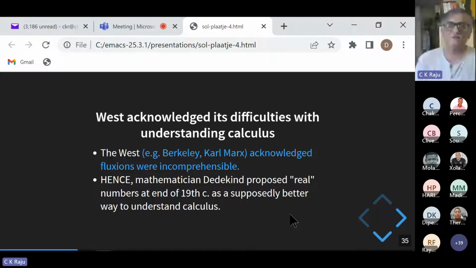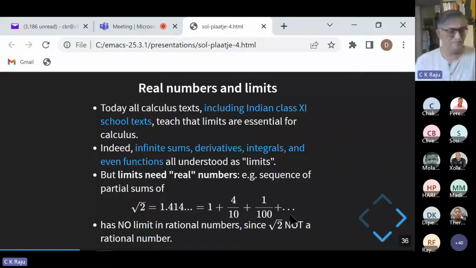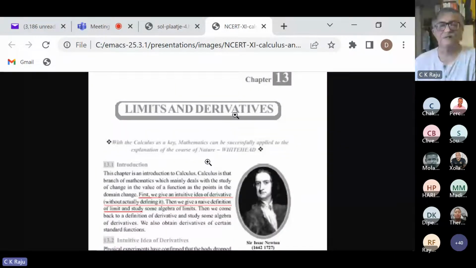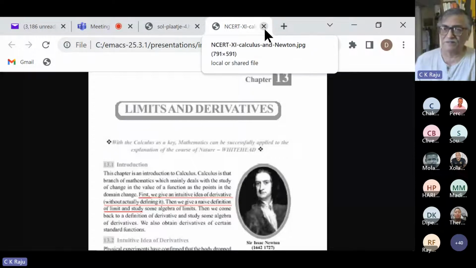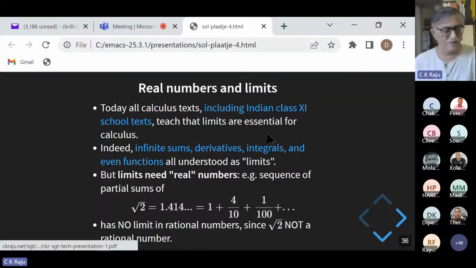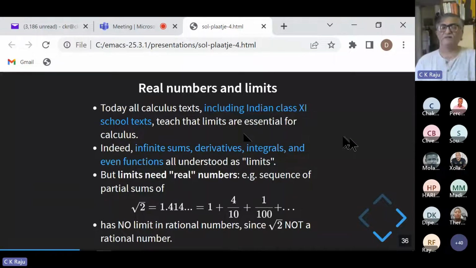So this was acknowledged. Now you can say Karl Marx was not a mathematician, Berkeley was not a mathematician, but the mathematician Dedekind recognized it. He said what we are teaching in calculus is nonsense. So he proposed real numbers at the end of the 19th century, and he said real numbers are a better way to understand calculus. And today, all calculus texts, including, let us say, the Indian class 11 text, start with limits and derivatives. If you want to define a derivative, you have to define a limit, but they can't define the limit. I'll tell you in a minute why not. Everything is defined as a limit: infinite sum, derivative, integral, even functions like the exponential function and the sine function as infinite series. Everything needs a limit.